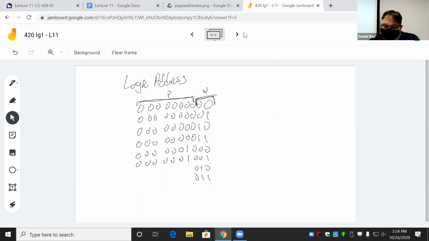What happens if we use 3 bits? What happens if we don't do this, but instead we use 3 bits to represent the offset, okay? Then we get to the 3rd, or 8 words, per page.